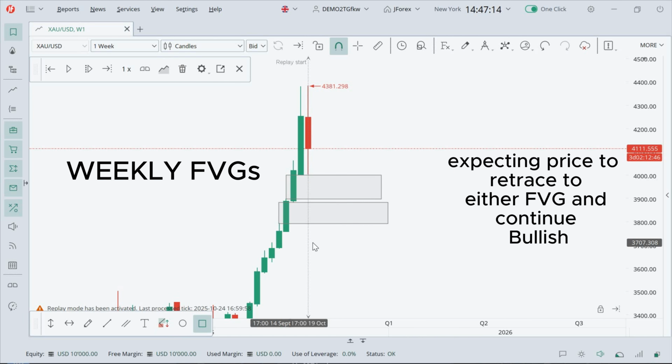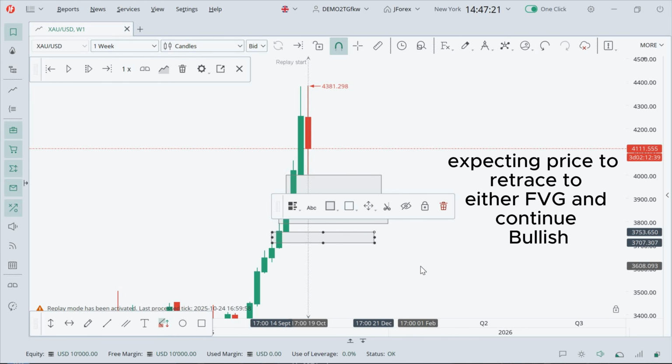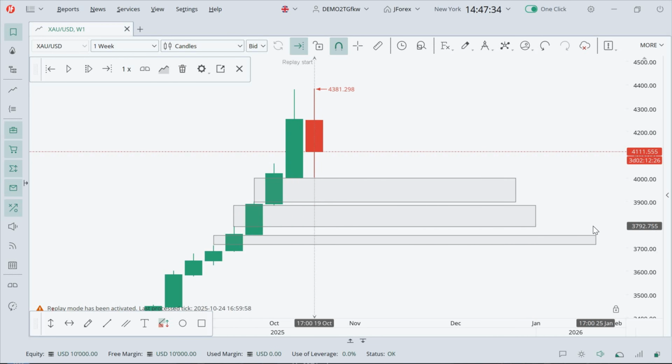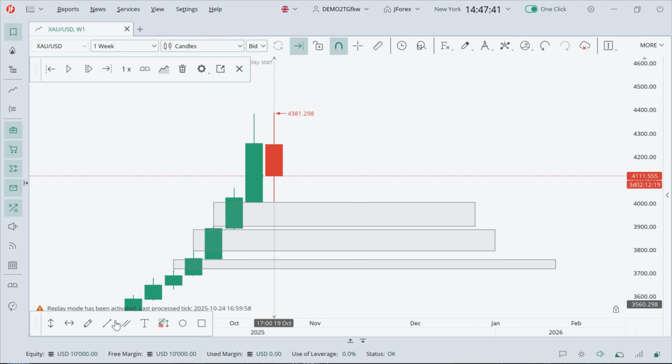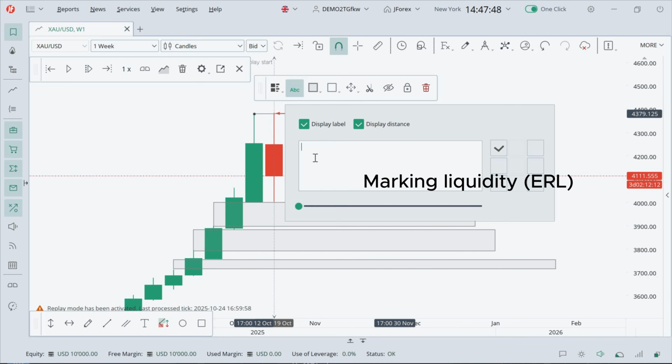The second fair value gap. Now we are expecting price to retrace to either fair value gap and continue being bullish since price is going up. We're gonna mark the liquidity, that is the external range liquidity.